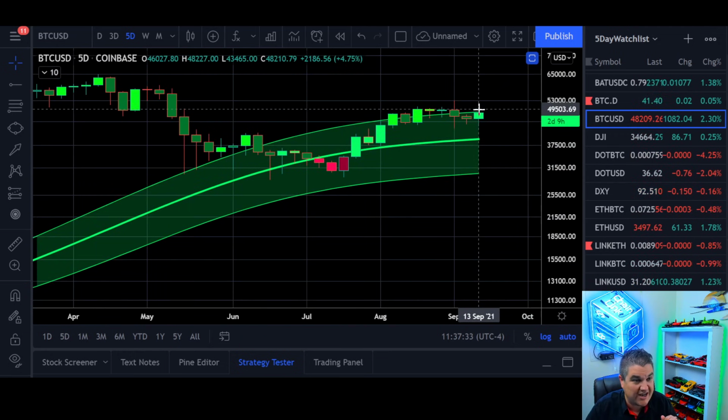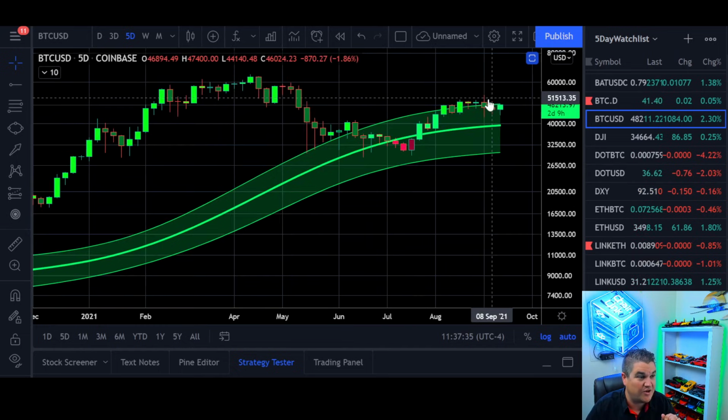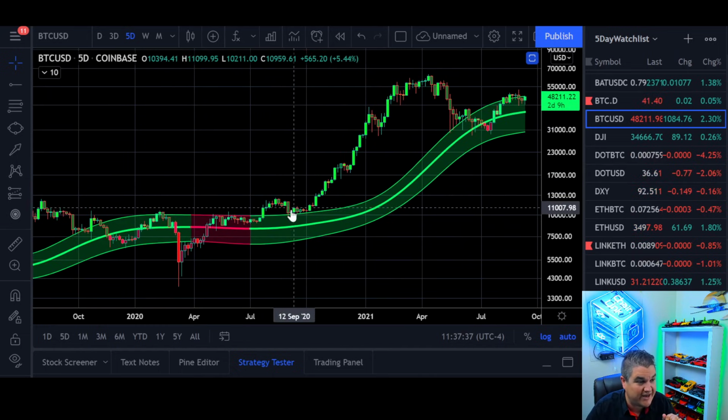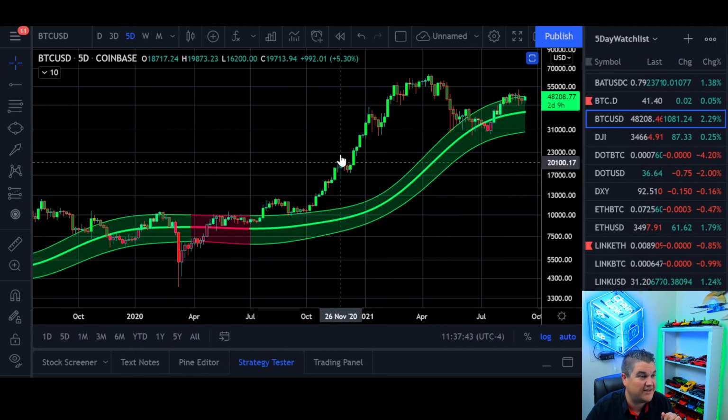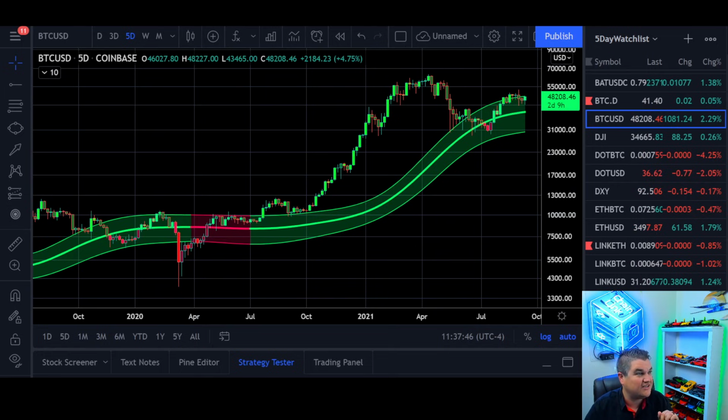We want to see us closing out of it and then leaving the Gaussian channel. We want to bounce out of it just like we did back here, right? We came back down, we're in it a little bit with a couple wicks, and then explosion to the upside. I would love to repeat something like that.